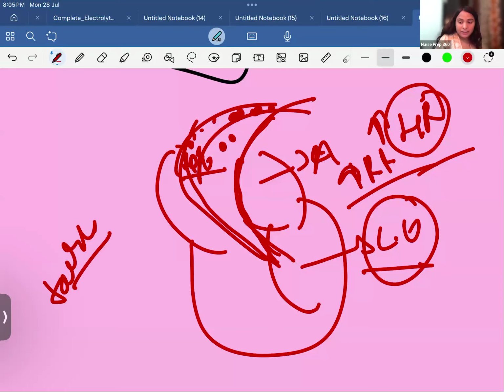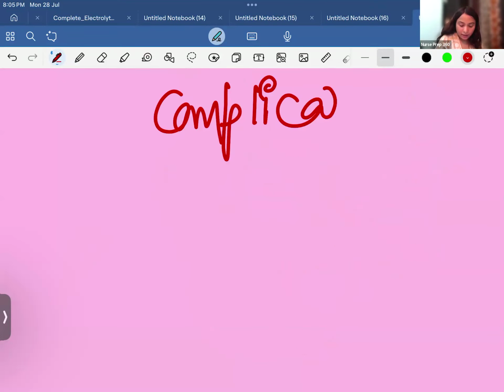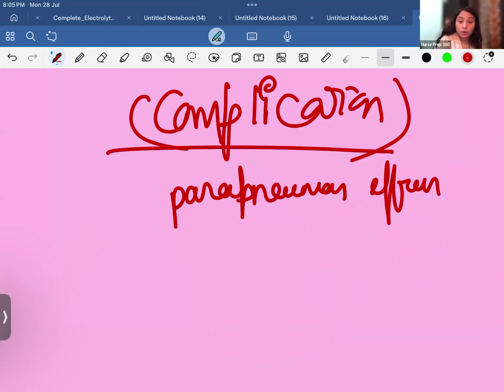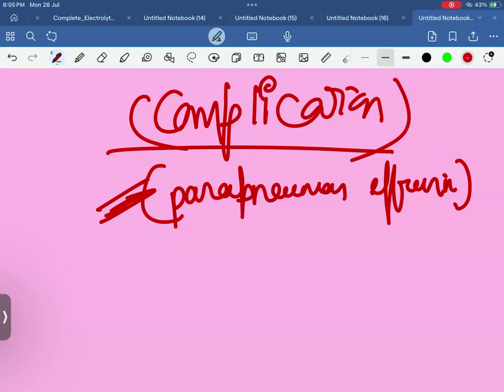So the complication is parapneumonic effusion. You will go home and study about this topic. What is effusion? Second thing is the empyema.